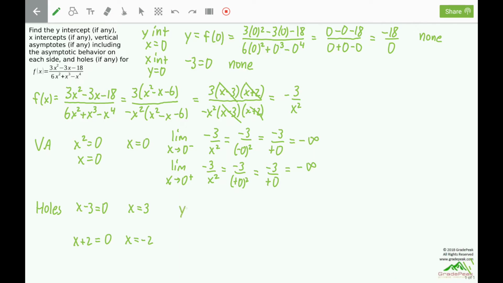The y-coordinate can be found for each of them by plugging the x-coordinate into the factored canceled version of the function. This will give negative 3 over 3 squared, which is negative 3 divided by 9, can reduce by a factor of 3, which will give a negative 1/3. So 3 is the x-coordinate, and negative 1/3 will be the corresponding y-coordinate.